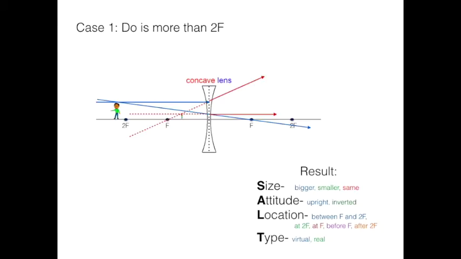Therefore, what type of image is being produced? It is smaller, an upright image. It is before F, that's between the focus and the vertical axis, and a virtual type of image.